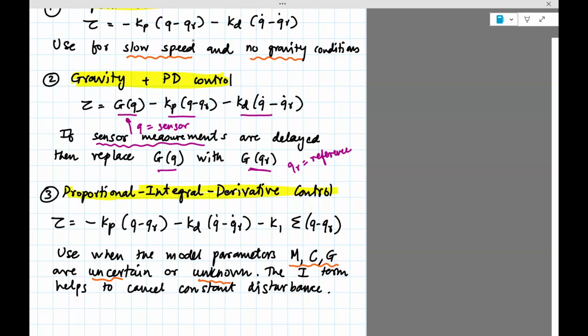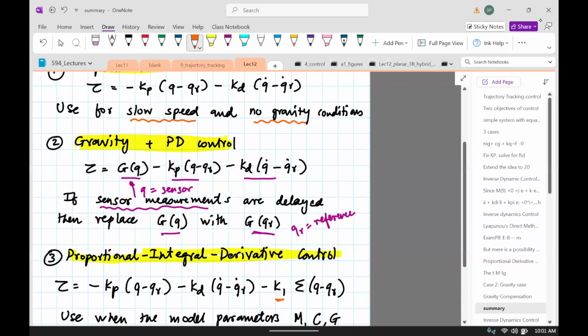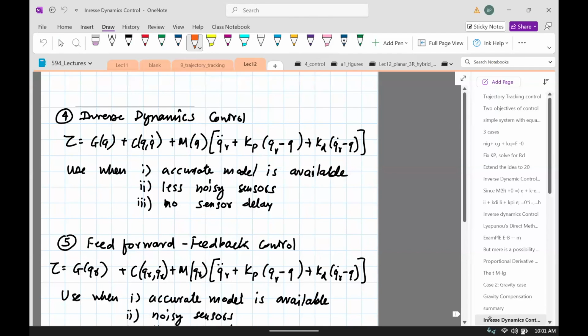So the I term, as we've noted, helps to cancel out constant disturbance. So G(q) cancels out. But if you have another disturbance, say an external disturbance, let's say there is an added mass to the manipulator, that will be taken care of by the integral term. Okay, then number 4, inverse dynamics.